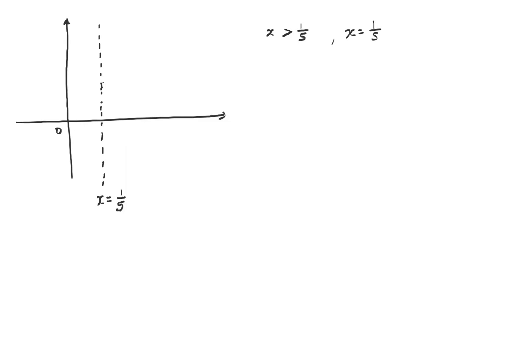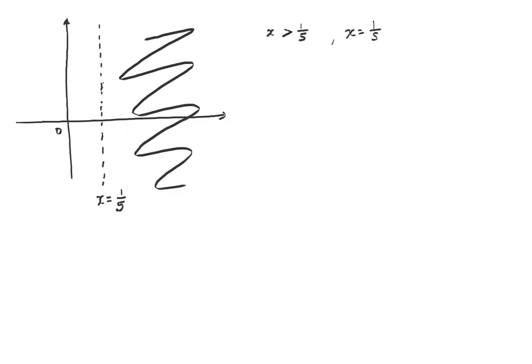So that means my function is only defined in this region. So if I plot the graph, there is no graph for x less than 1/5. Are you clear?